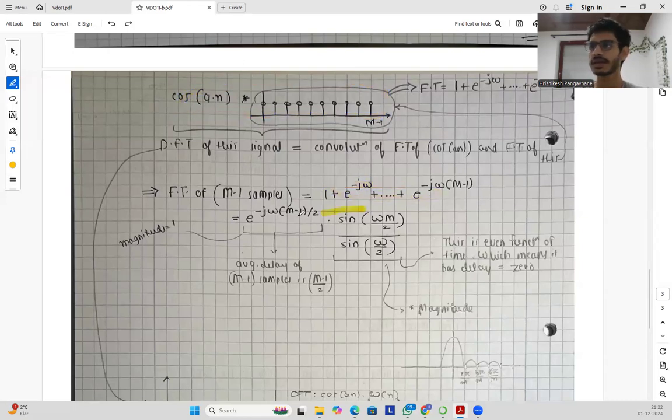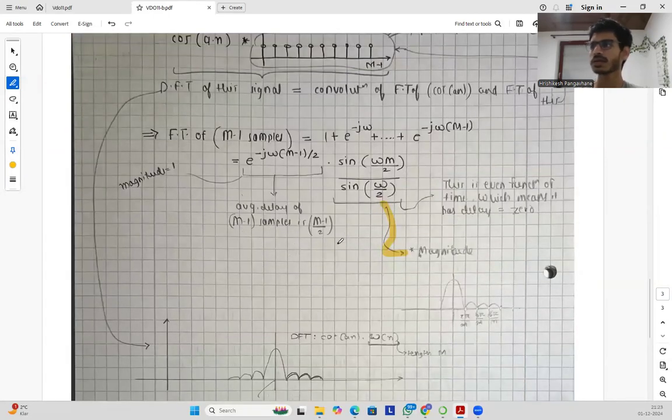So it is represented by this value, where this part has a magnitude of 1. Where did this M minus 1 by 2 come from? It represents the average delay of the samples 0 to M minus 1, and the average delay lies at its center. That's why it's M minus 1 by 2. And this part is an even function of time, which means it has a delay of 0. So when we talk about its magnitude, it will give us a peak over here, and it is omega M by 2, right?